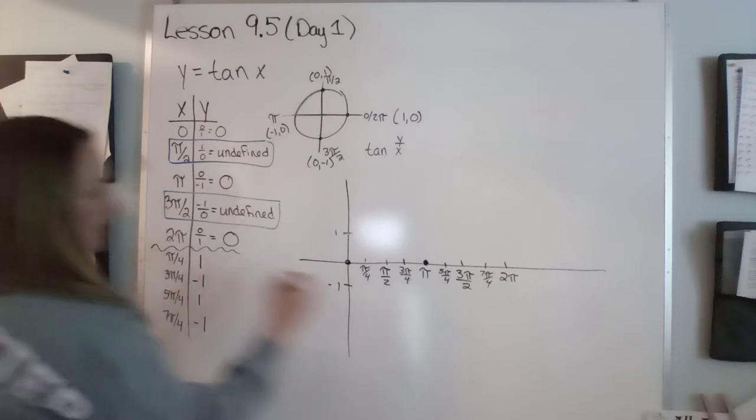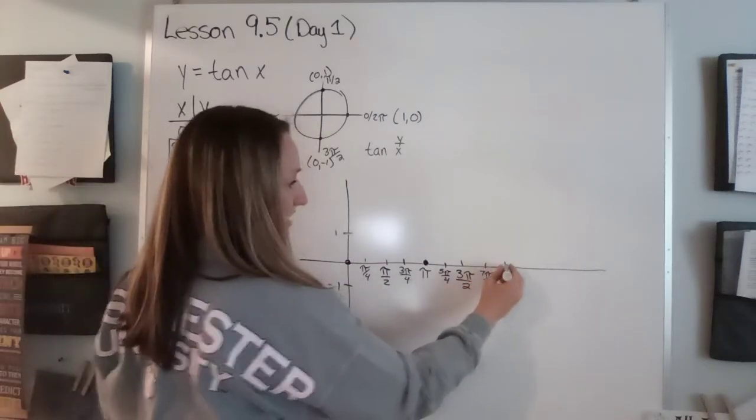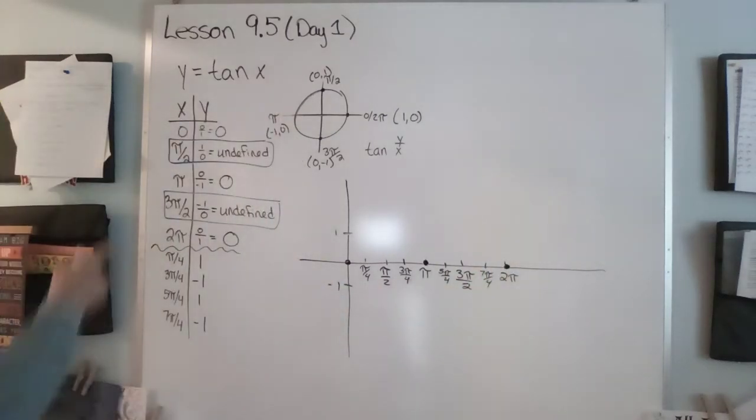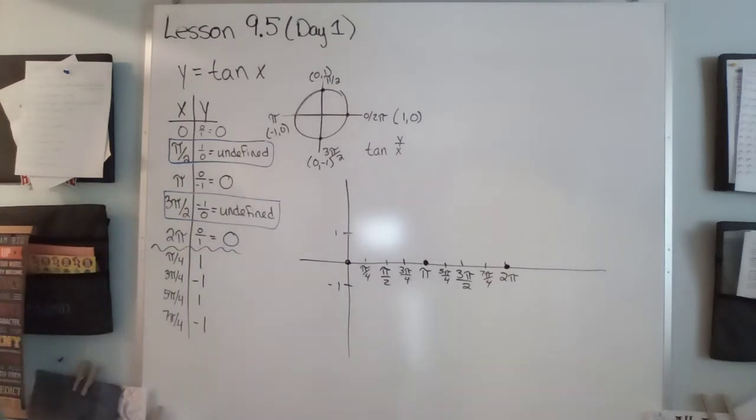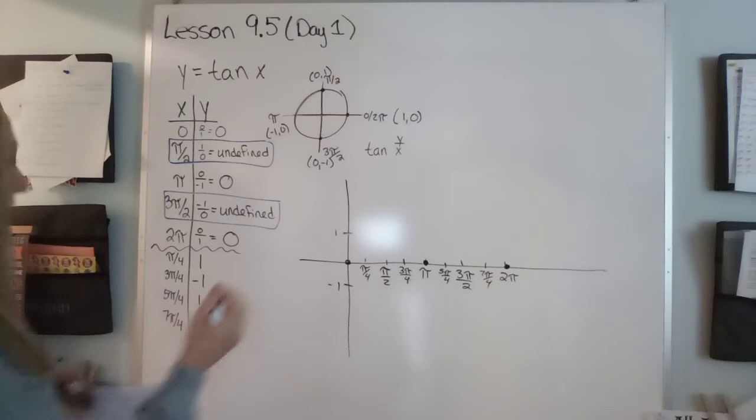And 2 pi, 0, I plot a point. So see what I was saying? I wouldn't have enough information to graph because these are undefined. And where they're undefined, that's where your asymptote is going to be. And we're going to draw just a dotted line. Remember, your asymptote is that line that the graph approaches but never reaches.